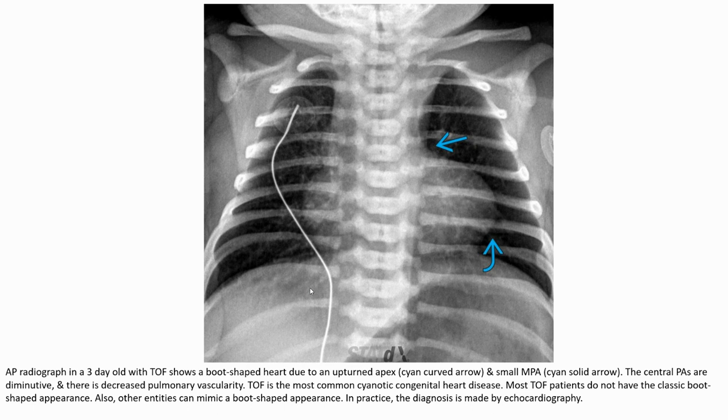TOF is the most common cyanotic congenital heart disease. Most of the time, patients do not have the classic boot-shaped appearance. Also, other entities can mimic the boot-shaped appearance. In practice, the diagnosis is led by echocardiography.